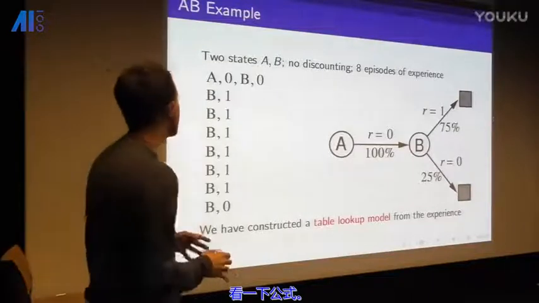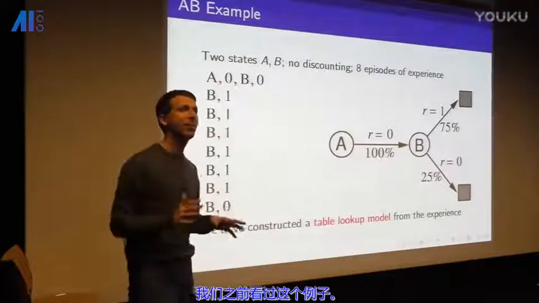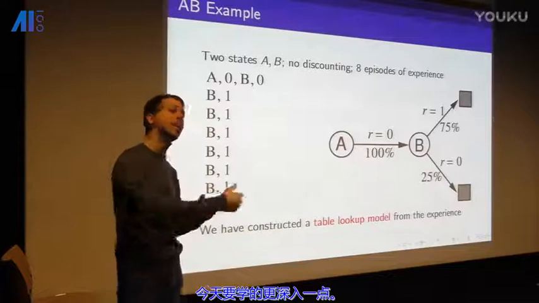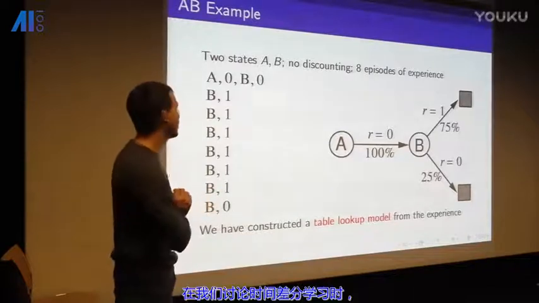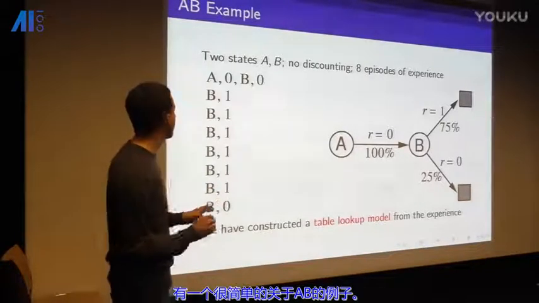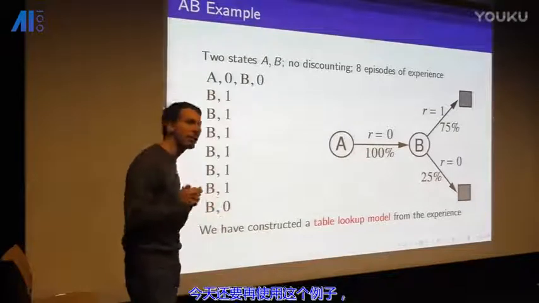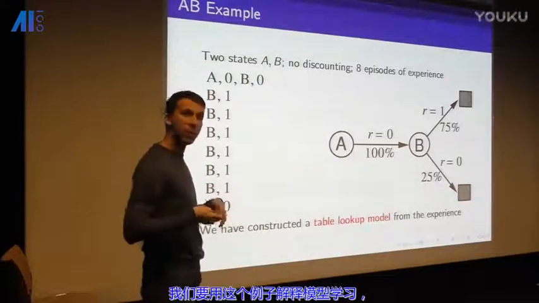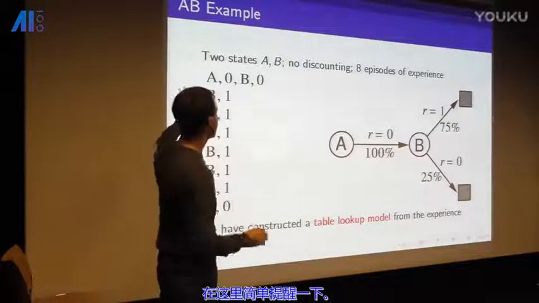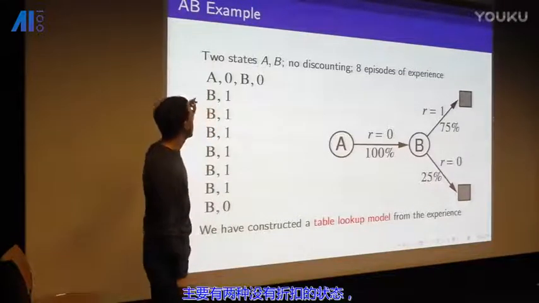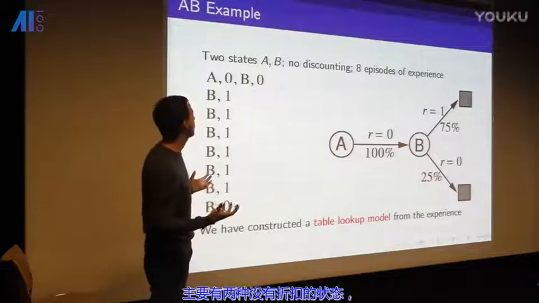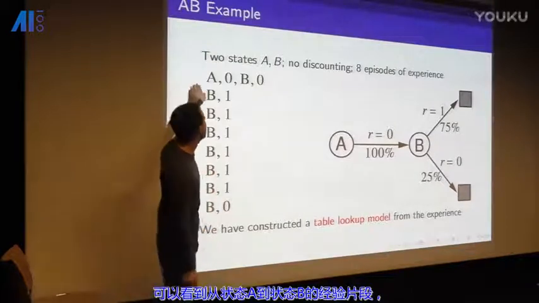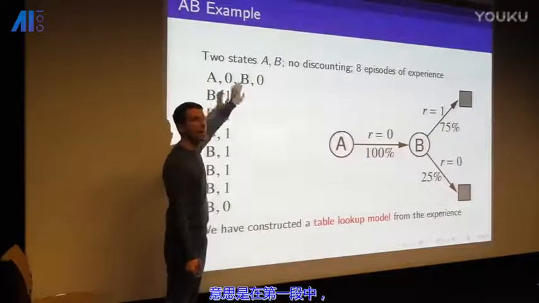Okay, let's make this concrete. So we've had this example once before, but I'm going to take it one step further in this class now. We had this really simple A-B example when we were talking about understanding temporal difference learning. We're going to use it for a different purpose here, which is model learning. Just to remind you of this problem, we've got two states with no discounting, and we just see these episodes of experience from state A and state B.